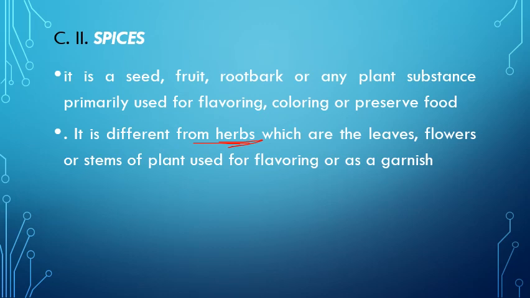Spices, we are referring to the seed, the fruit, the root, and the bark of a plant. But when we talk of herbs, we are referring to the leaves, the flowers, and the stem of a plant, all of which are used for flavorings. So please take note of those differences.